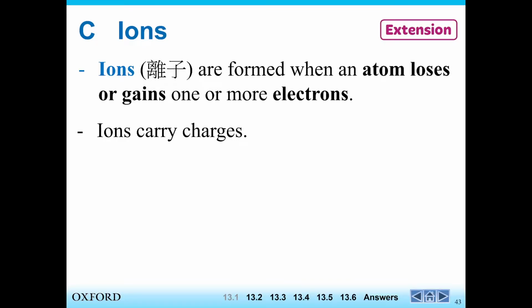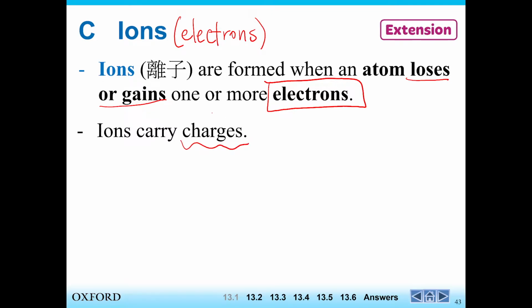In this video, we're going to talk about ions. Ions are formed when an atom loses or gains one or more electrons. So electrons are the main focus here. For ions, it only has to do with electrons, not protons, not neutrons, but electrons. Ions carry charges. That means you'll either see a positive charge or a negative charge.